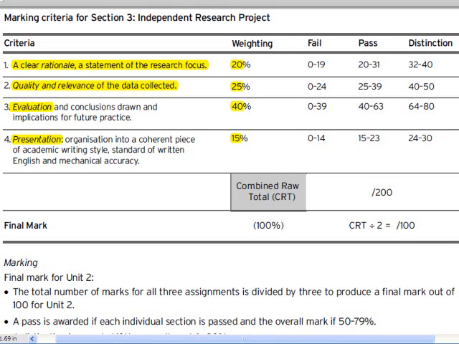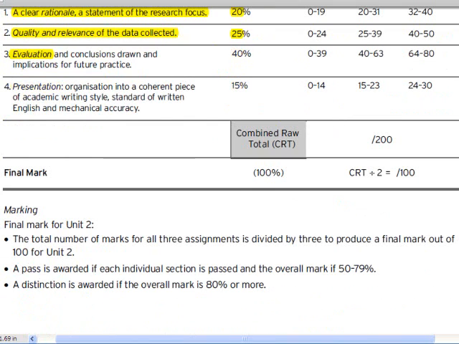And what is the overall pass grade for all parts of the portfolio? If we look down here, you can see that the overall pass rate is 50%. You must get 50% in each individual section.